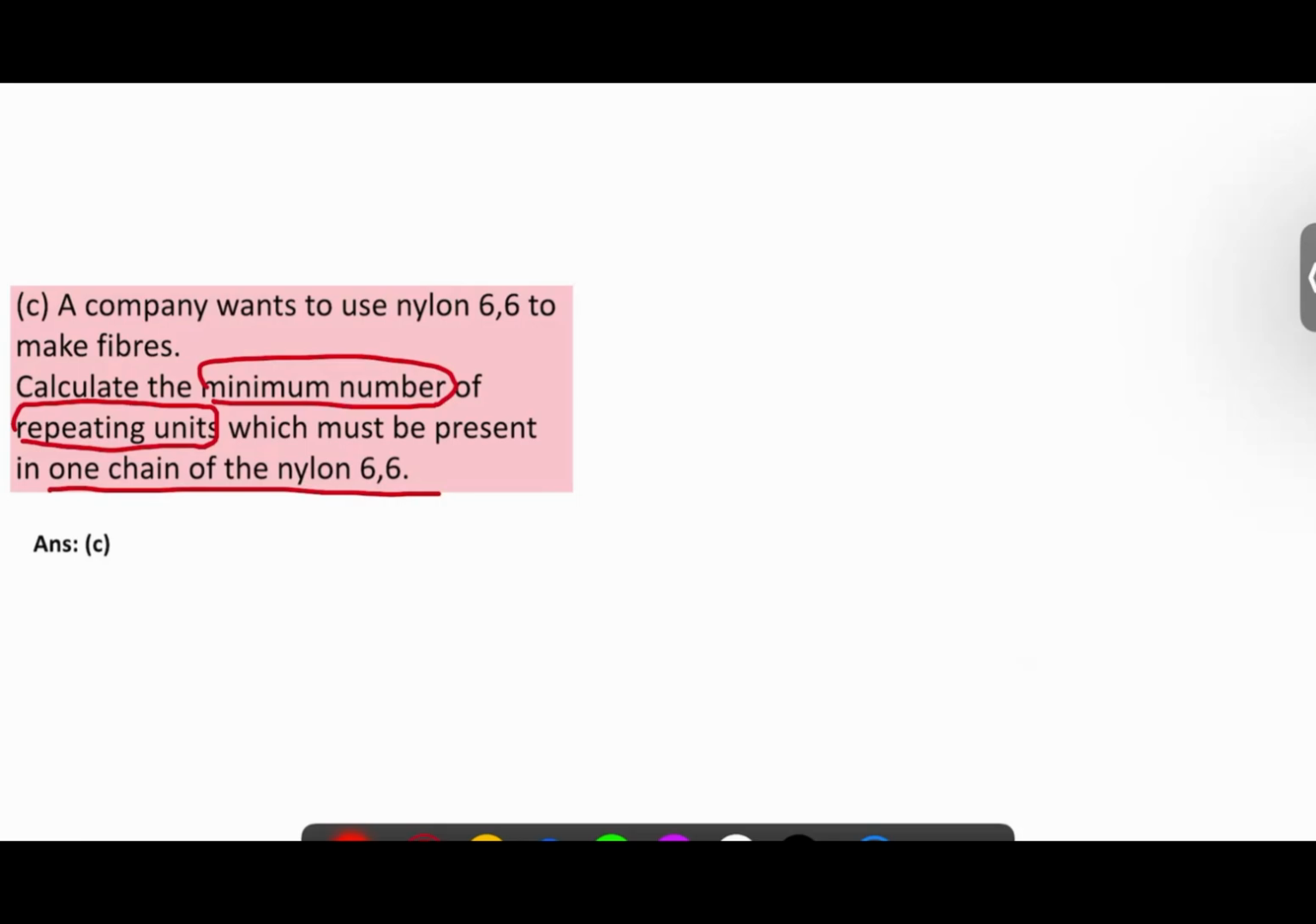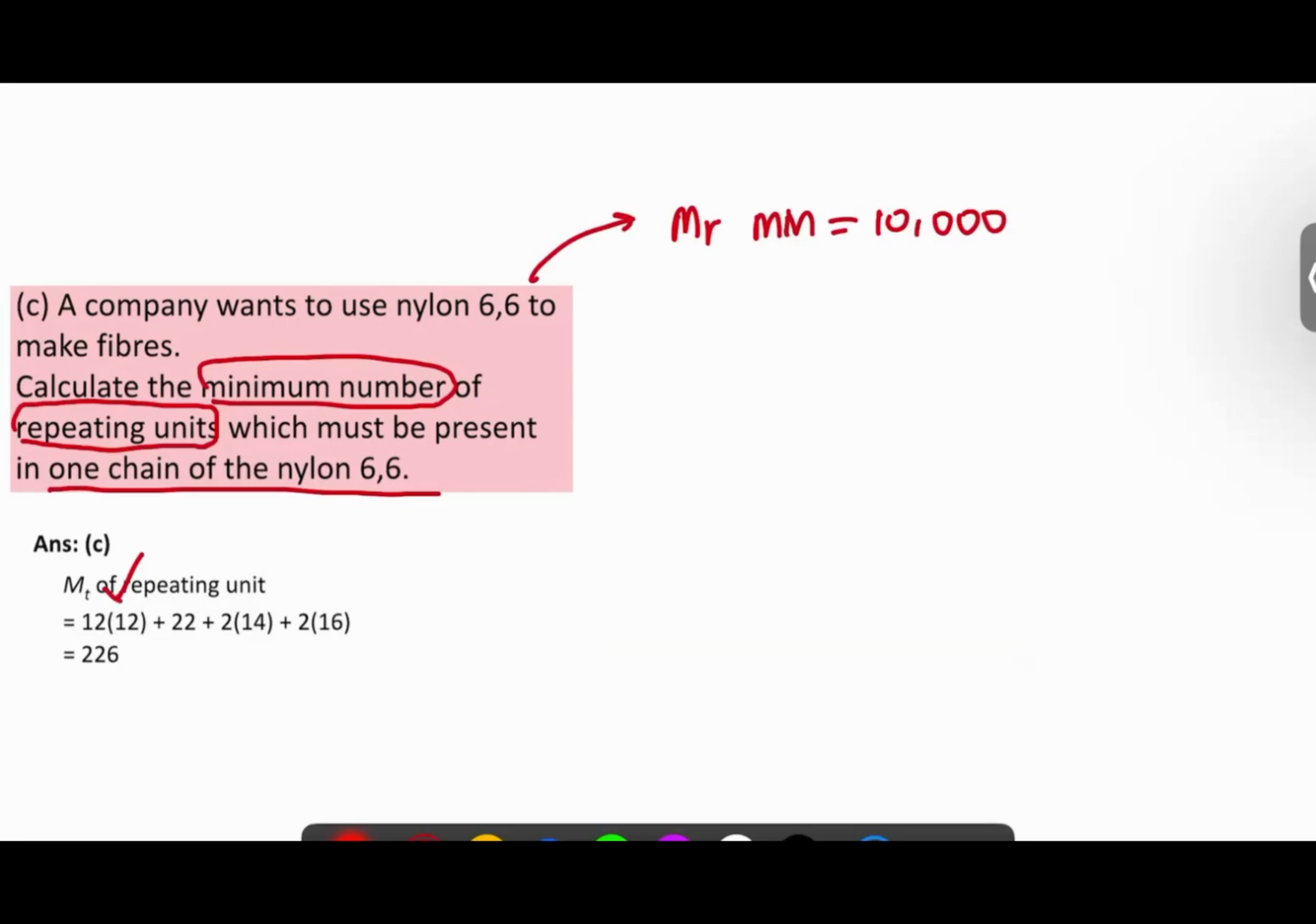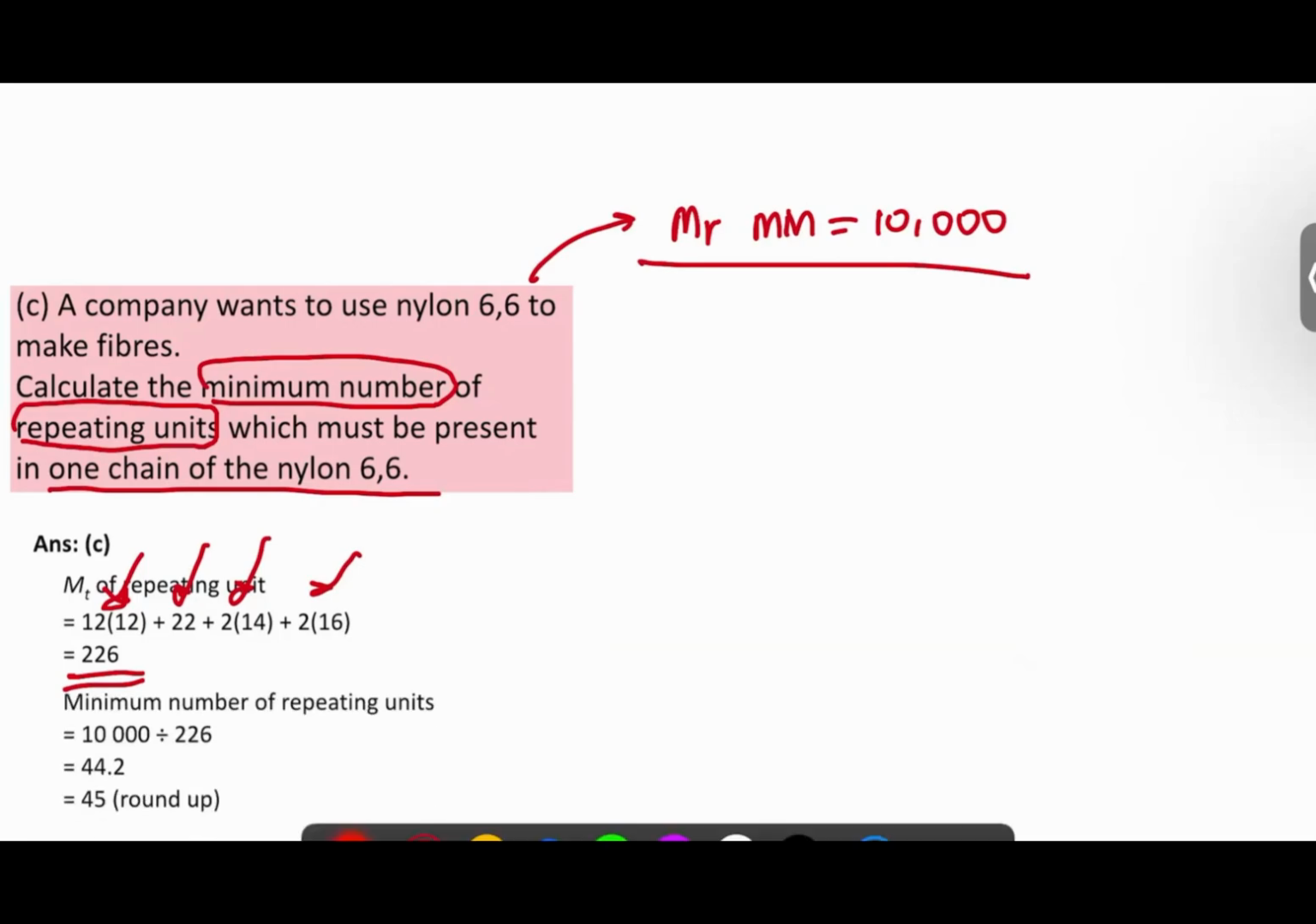So based on the information just now, the minimum MR that we need, the molecular mass, is 10,000. So this part is the number of carbon present, this is the number of hydrogen, this is the nitrogen, and this is the oxygen. So the MR of one repeating unit is 226. Minimum MR is 10,000, so we take 10,000 divided by 226. We'll have 44.2, and we round it up. We need a minimum number of repeating units, 45 of them.